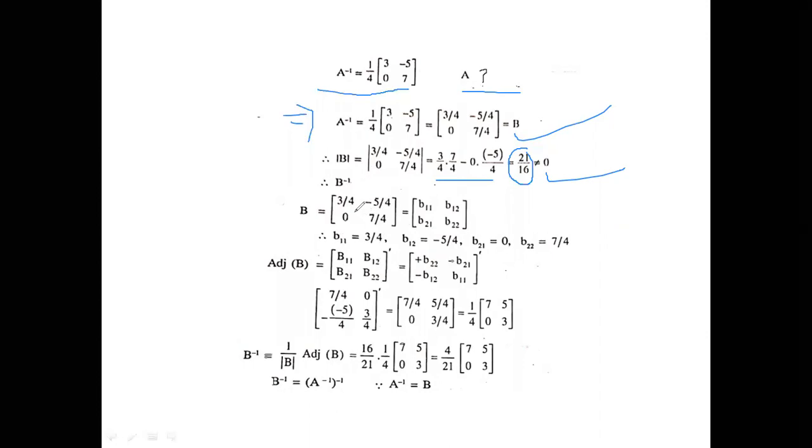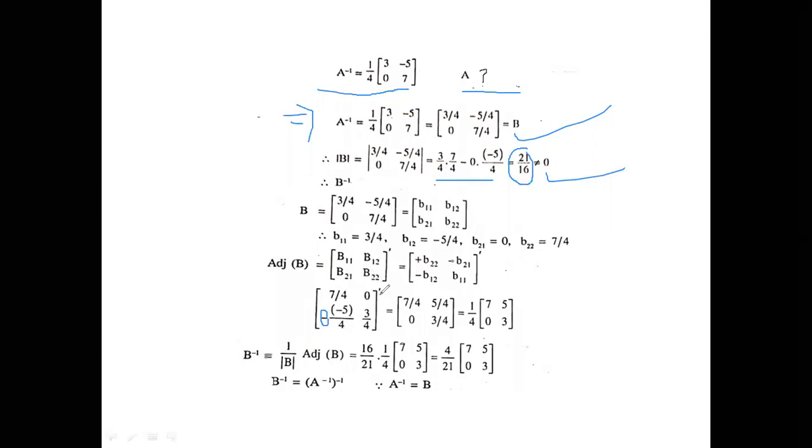The cofactor of 3 by 4 is 7 by 4. The cofactor of minus 5 by 4 is 0. The cofactor of 0 is minus 5 by 4, and the minus sign is there because there is a rule: plus minus plus minus. The cofactor of 7 by 4 is 3 by 4. Okay, so in this way we have found out the cofactors.